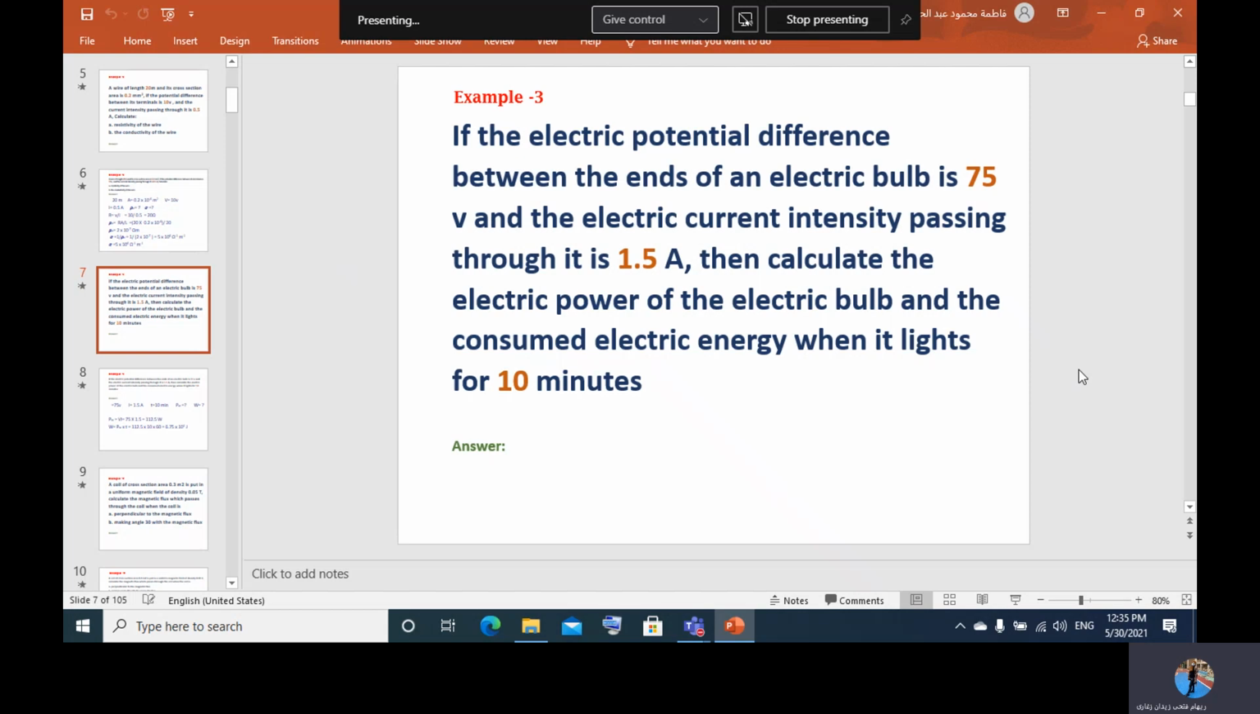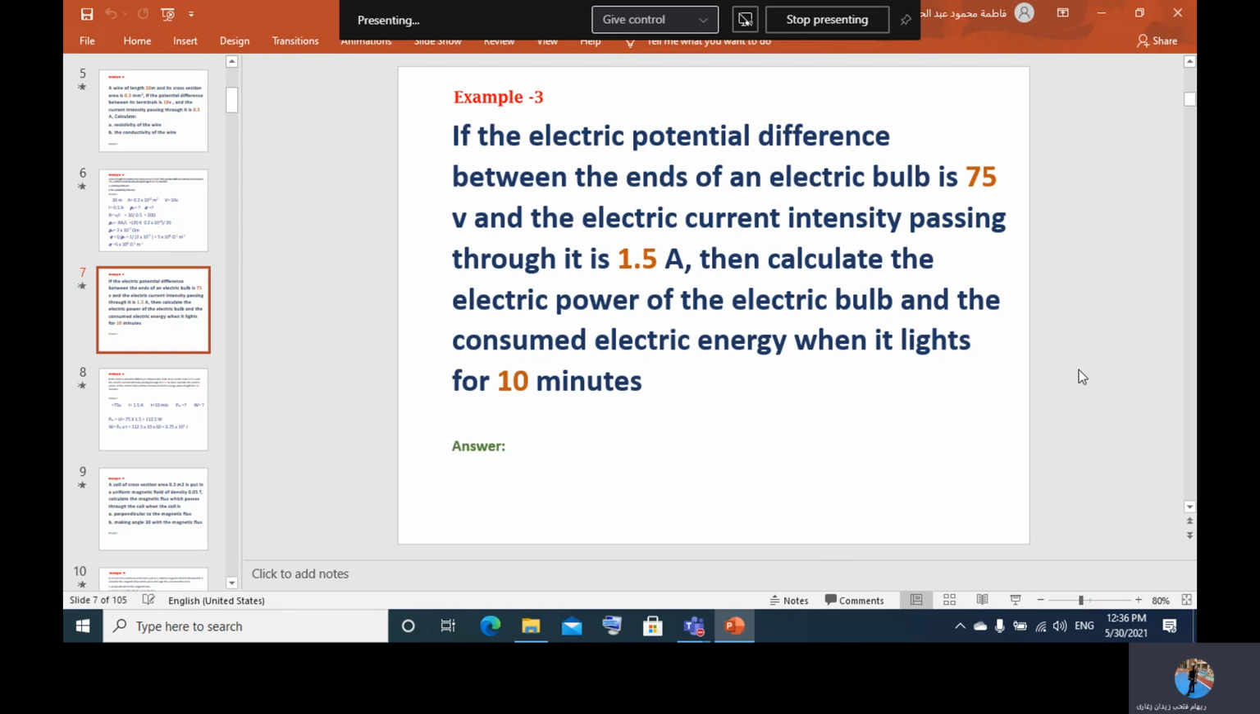The first thing he says is that the electric potential difference across an electric bulb is 75 volts. So this is V equals 75 volts. All right. The electric current intensity passing through it is 1.5. What do I have now? I have voltage and I have current. All right. What's needed is to calculate the electric power. Having the voltage and also the electric current intensity will make it easier to calculate the electric power. And also he wants the consumed electric energy when it lights for 10 minutes.